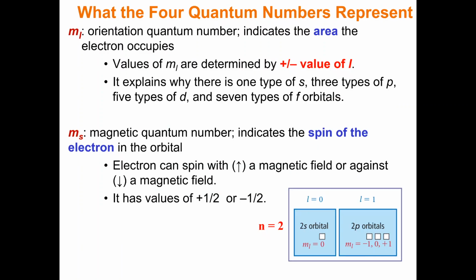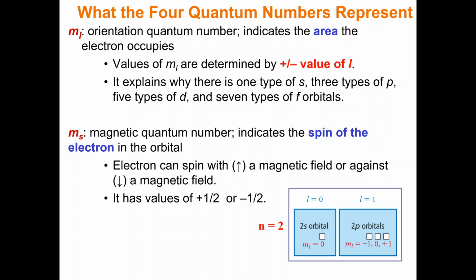The next one, m sub l. So we have n, we have l, now we have m sub l. This is the orientation quantum number, so it indicates the area the electron occupies. Values of m sub l are determined by plus or minus the value of l. It explains why there's only one type of s orbital, 3 types of p orbitals, 5 types of d orbitals, and 7 types of f orbitals. In other words, if l is equal to 0, m sub l can only be plus or minus 0, which we know doesn't really make sense. But anyway, there's only one value possible for m sub l, so that's why there's only one s orbital.